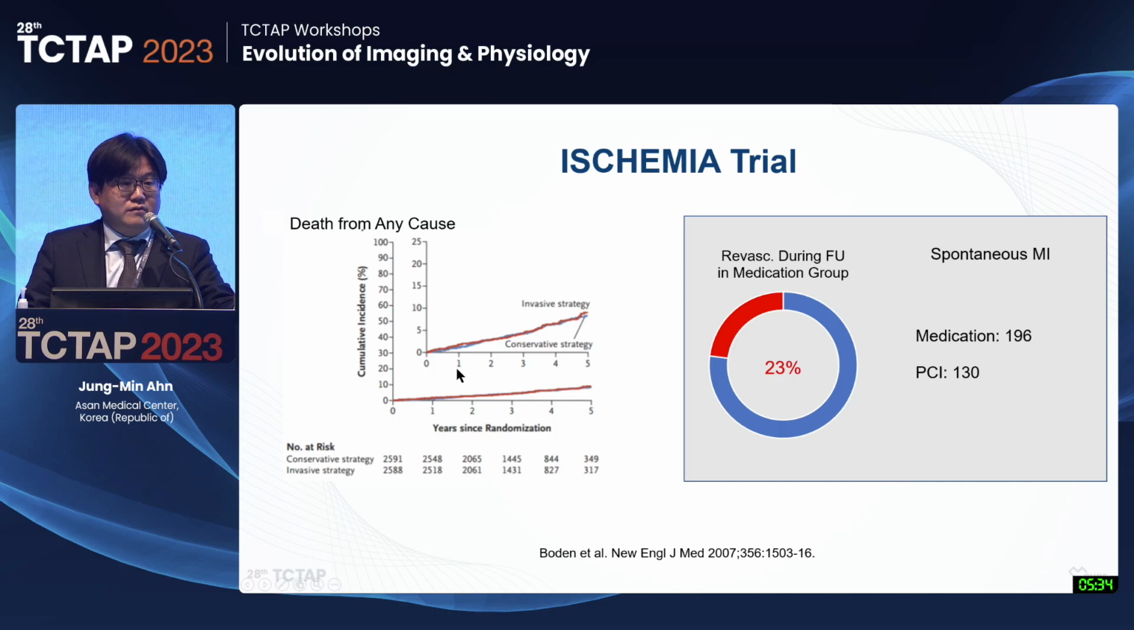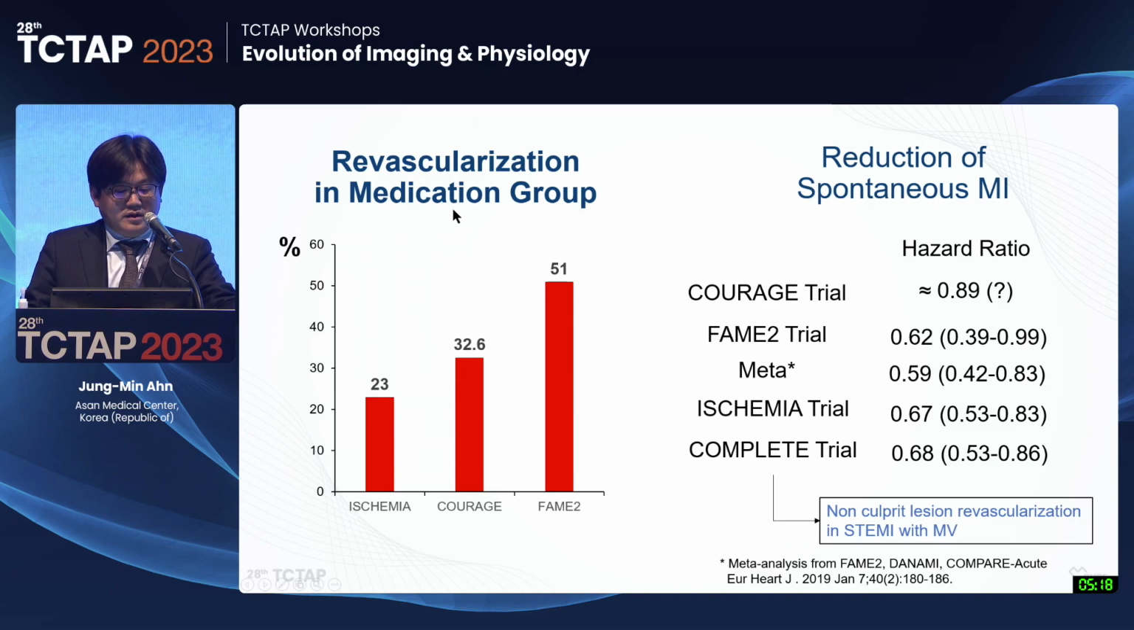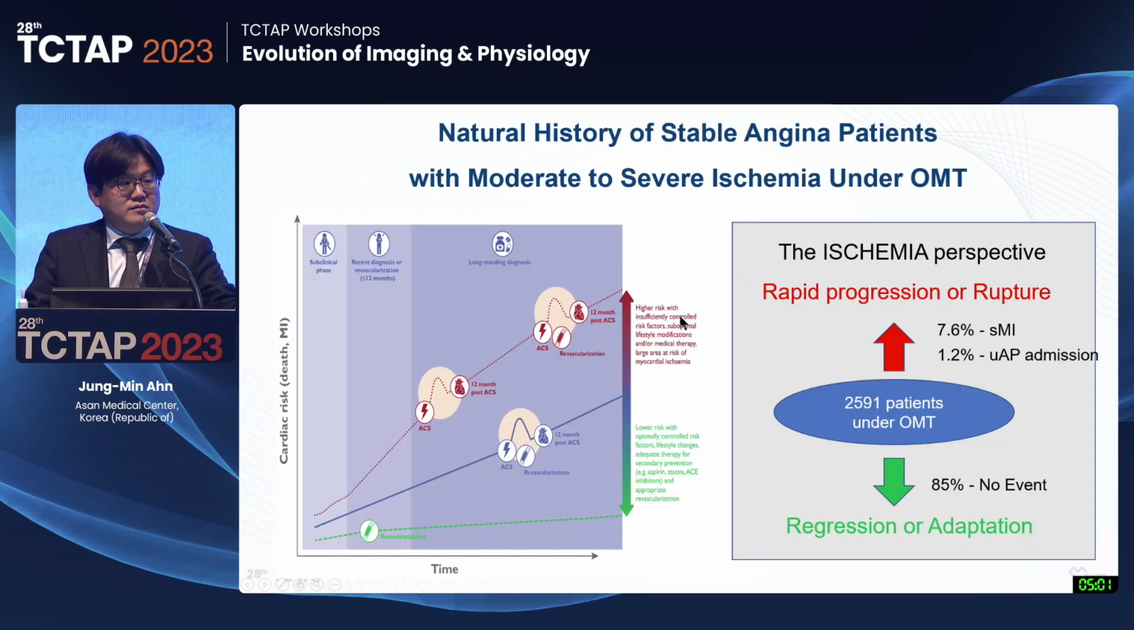The ISCHEMIA trial enrolled 5,000 patients. Revascularization did not improve the patient's survival up to 5 years. The crossover rate was 23%, but it reduced spontaneous myocardial infarction. In the medication group, 20% to 50% of patients received revascularization during follow-up. In addition, spontaneous MI was consistently reduced by PCI over medical treatment. Based on the ISCHEMIA trial, in the medication group, 85% of patients had no event.